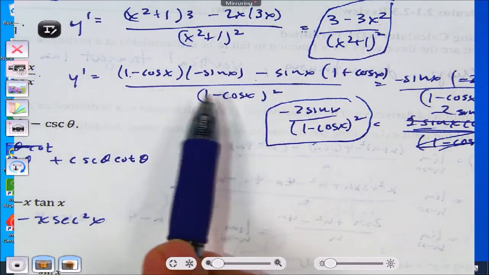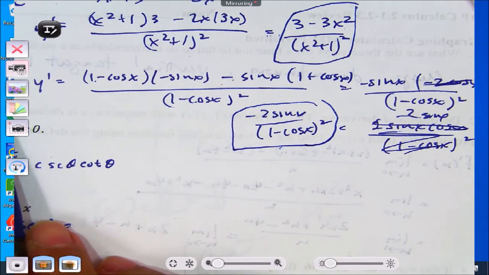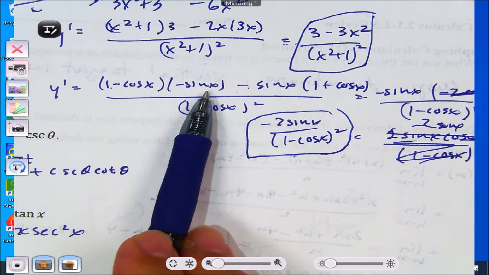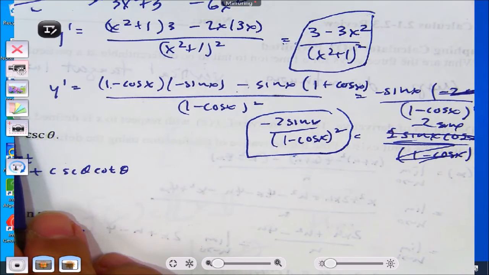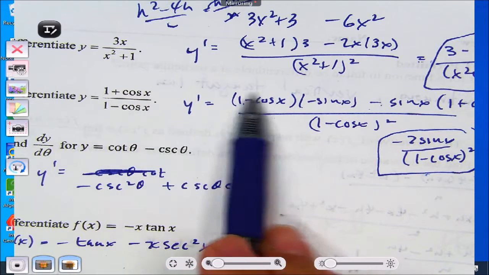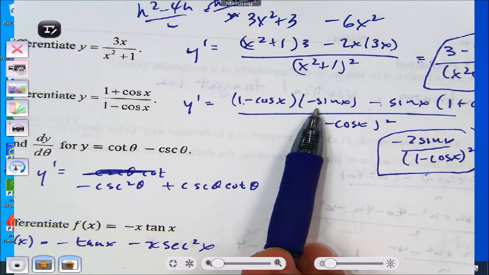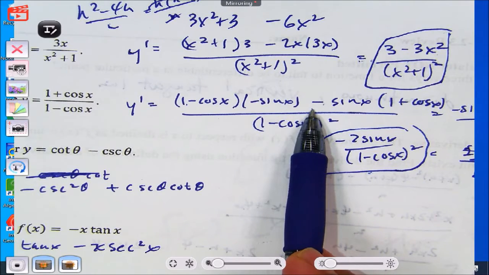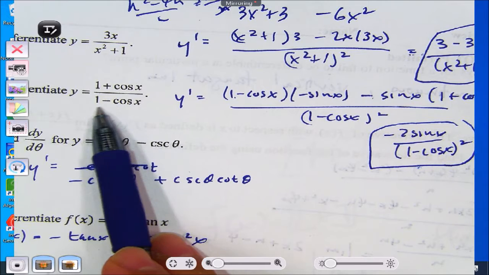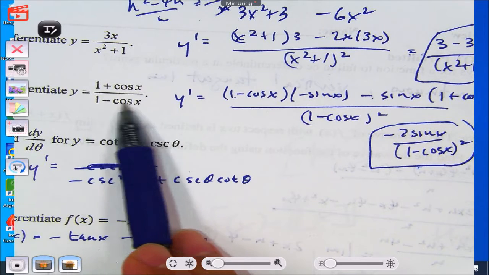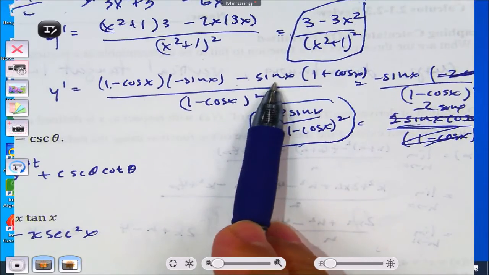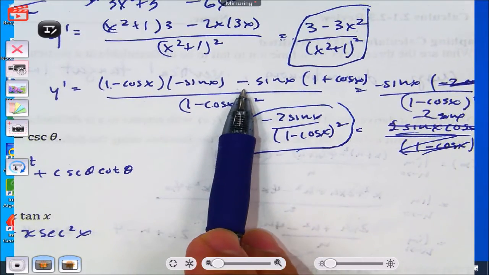Okay, so here's the quotient rule. You take the denominator, times the derivative of the numerator. The numerator is 1 plus cosine x. The derivative of 1 plus cosine x is negative sine x, minus the derivative of the denominator. The derivative of 1 is 0. Negative cosine x, the derivative of negative cosine x is positive sine x. That minus sign is because it's the quotient rule.